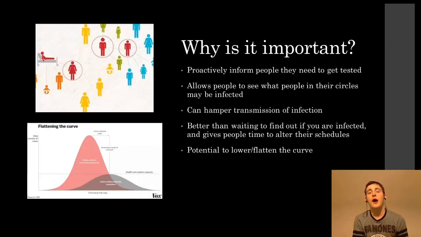First, we need to talk about why contact tracing is important. It allows us to proactively inform people that they've been exposed to an infection, so they need to go get tested. It also allows people to see which people they may come into contact with may be infected. It can also hamper the transmission of infection. The World Health Organization and the CDC have recommended contact tracing for a long time, just not automated contact tracing. It's better than waiting to find out if you're infected.